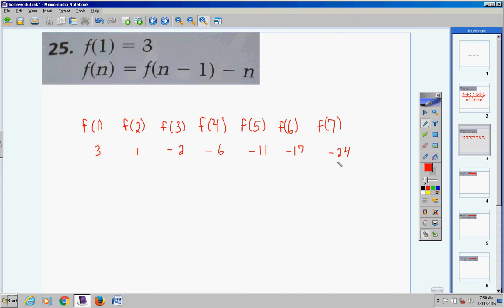And here we go. Let's see. Negative 24, positive 17, negative 7, that'd be a negative 6. This would be a negative 5. This would be a negative 4, I believe. Yep. This would be a negative 3. And this would be a negative 2.